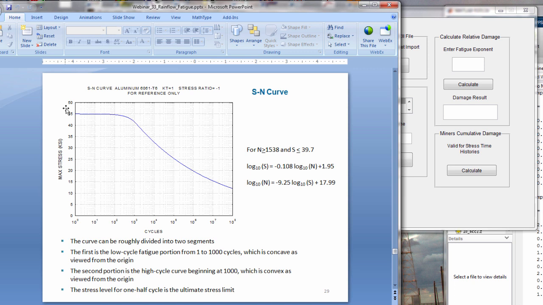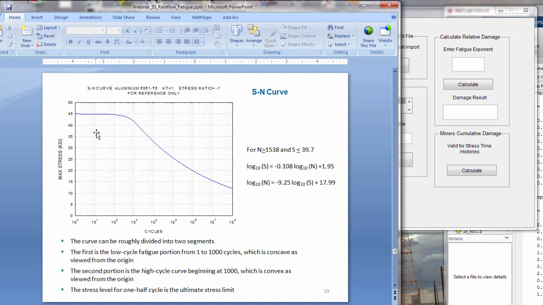Now, here's another thing that you have to be careful of. As you go through the literature, and maybe like there's Mil Handbook 5J or whatever, you'll see S-N curves, and it will be ambiguous as to whether it's a zero to peak or a peak to peak. In other words, is it amplitude or range? And that's just kind of a concern I have about how S-N curves are presented to us in the references.